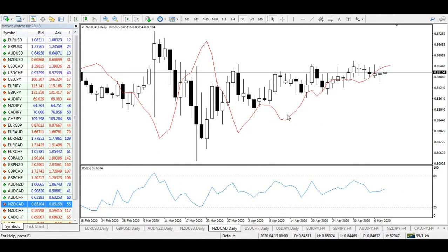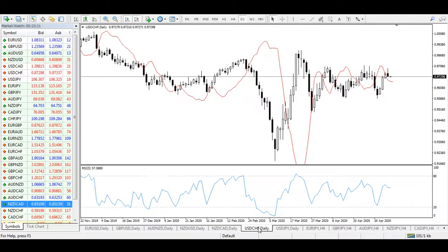Now the question is, why am I not just buying the Australian dollar? Why am I not leaving out the Canadian dollar and New Zealand dollar? And the answer is diversification. I'm diversifying between these three pairs. Before I go and explain, let's compare other currencies as well.